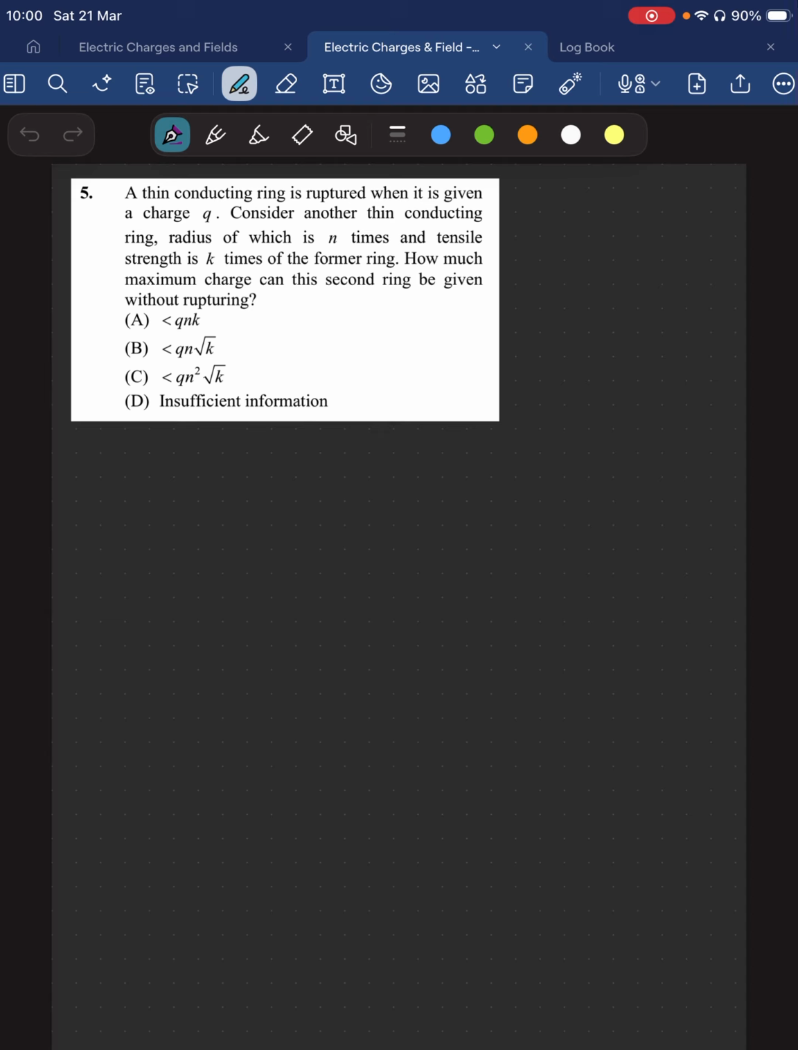Okay, so we'll have to first think about why this ring ruptures when we give a charge Q based on it. So let me consider that case. So you have a ring having a charge Q. This ring has a radius, let's say R, and the tensile strength of this material. Let me assume the tensile strength of this material to be equal to sigma, right?